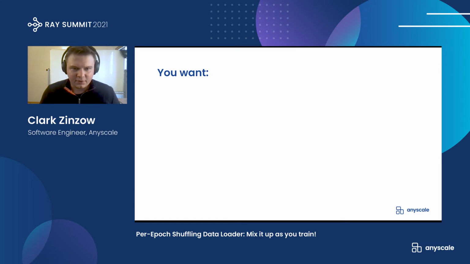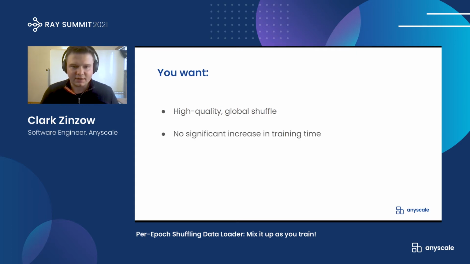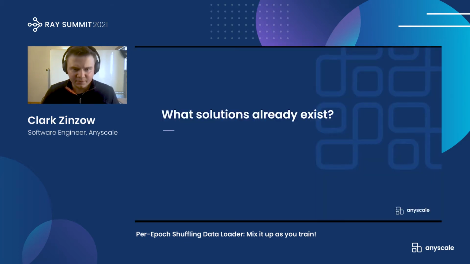At a high level, your requirements for this shuffling data loader are: you want a high quality global shuffle. You want no significant increases in training time due to the trainers sitting there waiting for the shuffle to complete. You don't want that to happen. And then you want very convenient integration with machine learning frameworks, with nice UX and nice APIs, to integrate with frameworks such as Torch and TensorFlow.